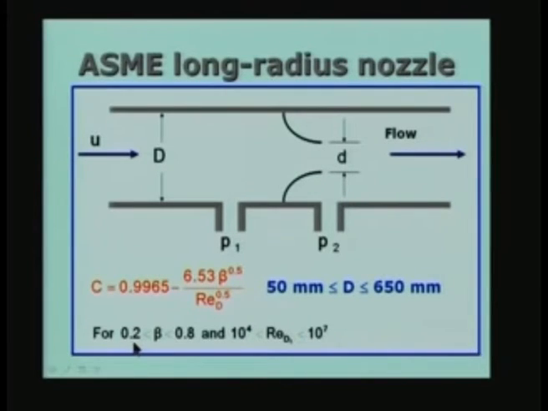Let me just digress a little bit and look at this 0.2 to 0.8. Why do we have such a large range of values for beta? If you go back to the equation which determines the flow rate from the delta P, the delta P is actually created by the change in the area, and if the beta is small the change in area is larger and the delta P is larger.